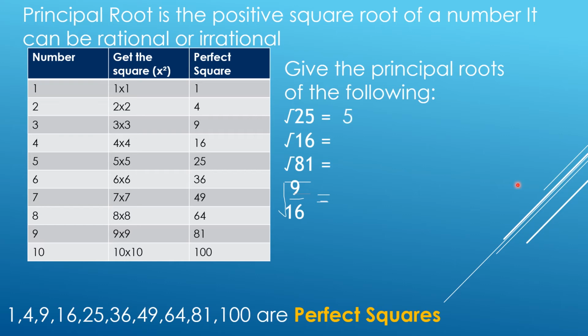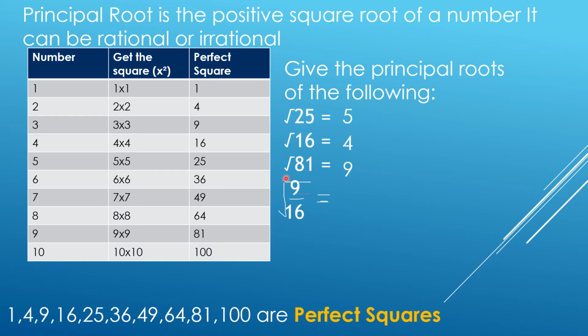Okay, so what is the square root of 25? That is 5. Square root of 16, that is 4. So, which means that the square root is, what is that number that if you're going to multiply to itself, the answer is 16. And then the square root of 81 is 9.